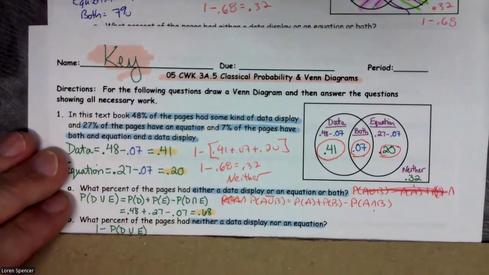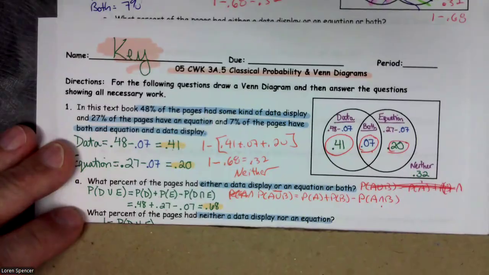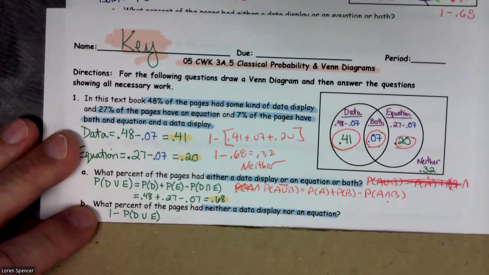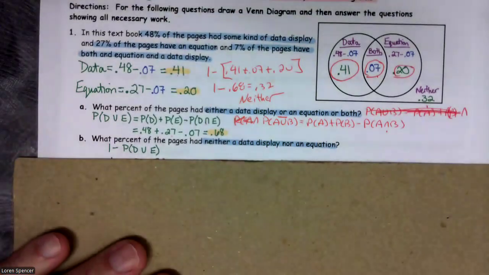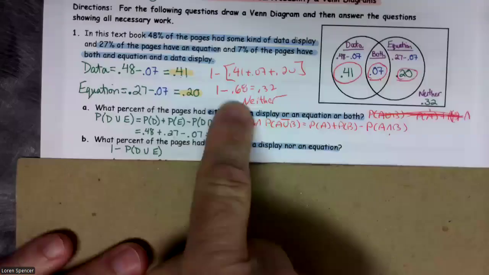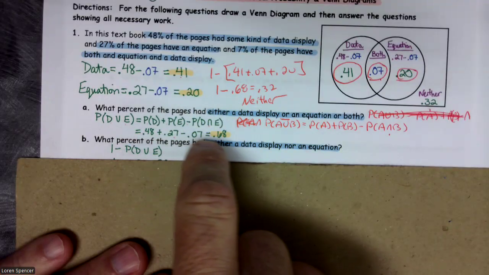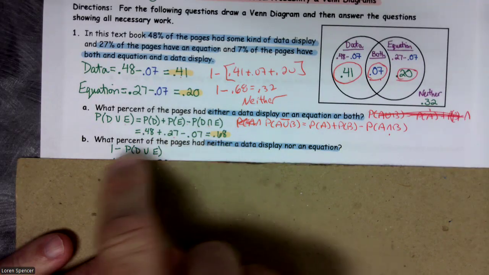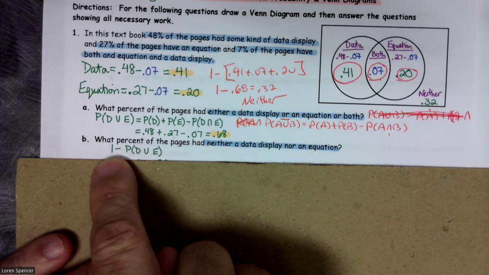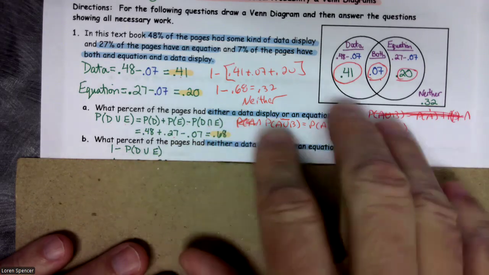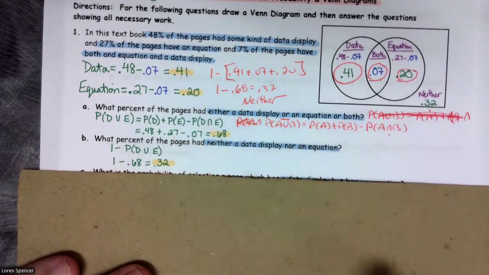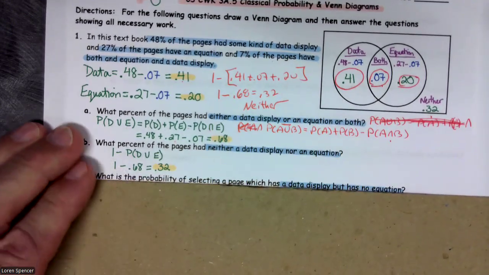All right. So what percent of the pages had neither a data display nor an equation? Well, we already solved that. We added up the probability of D union E, which is 0.68, and we know we have to have a valid probability distribution. So 1 minus that probability gives us 0.32, and that's where our neither comes from.